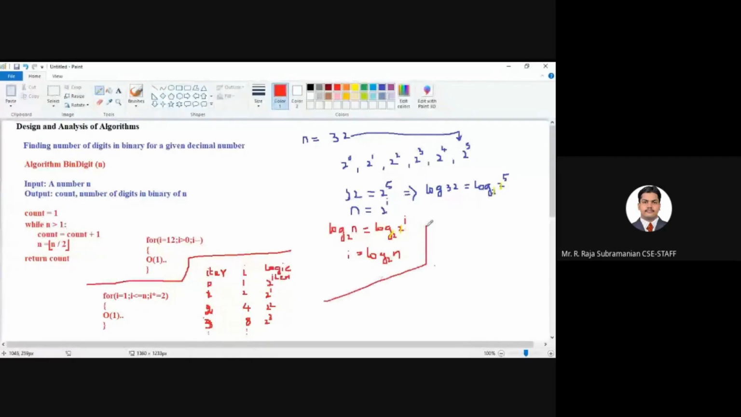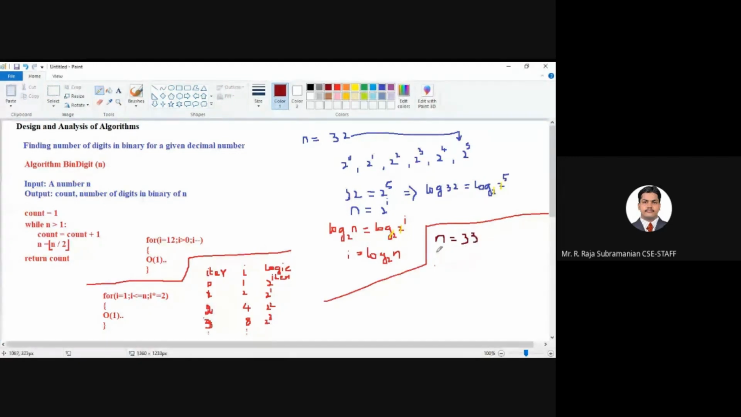I'm having a number n as 16. If n is equal to 32, it takes 2 power 5 iterations. Then if n is equal to another number, say 33, what do we have to do? With 33 also I'll get the same thing.